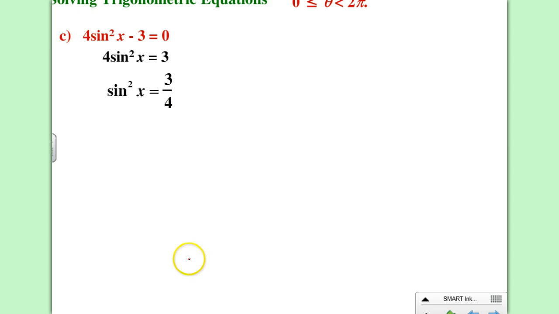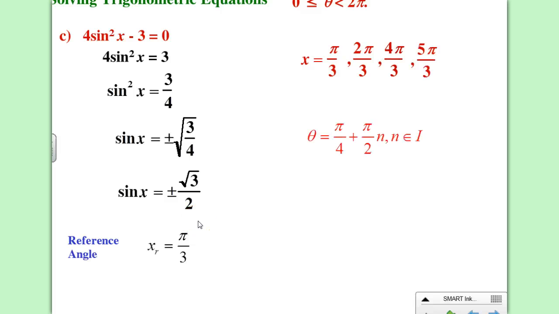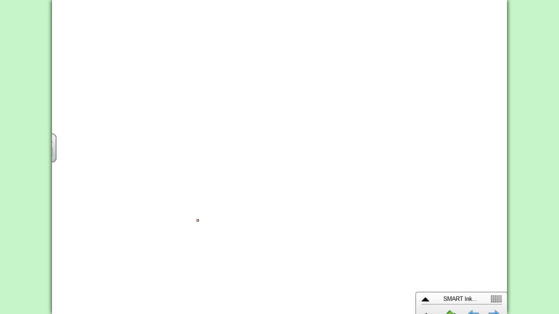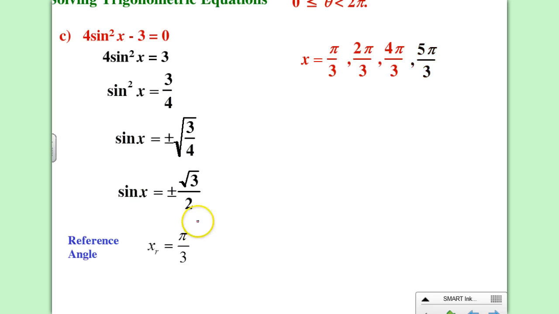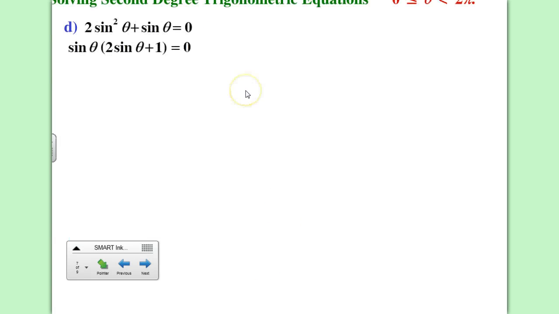If you had 4 sine squared theta equals 3, again, probably more than enough questions in this. We'll go through this one too, but again, sine theta is plus or minus √3/2. Again, the reference angle for √3/2 is pi/3. You need to put it in all 4 quadrants. All right, so just like we said, in all 4 quadrants, and those are your 4 answers, right?